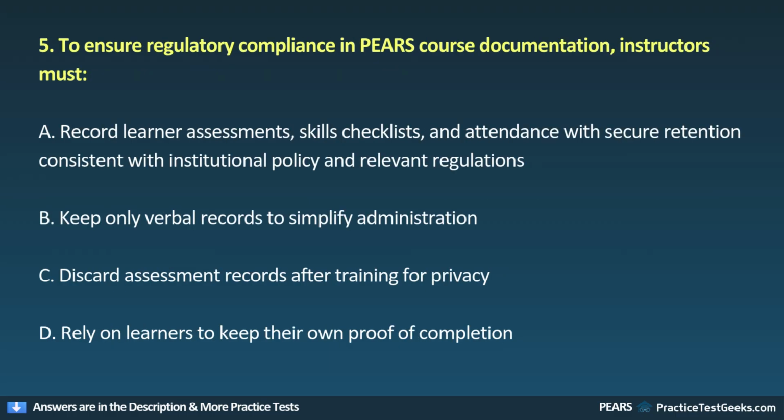5. To ensure regulatory compliance in PEARS course documentation, instructors must: A. Record learner assessments, skills checklists, and attendance with secure retention consistent with institutional policy and relevant regulations. B. Keep only verbal records to simplify administration. C. Discard assessment records after training for privacy. D. Rely on learners to keep their own proof of completion.